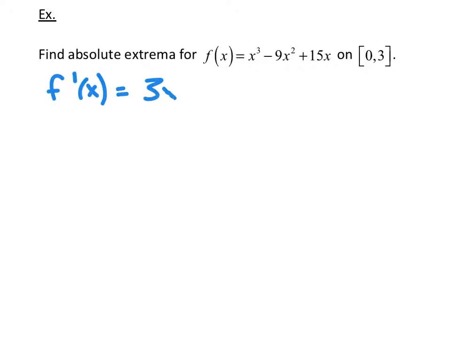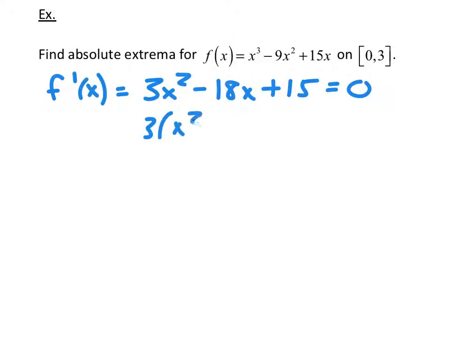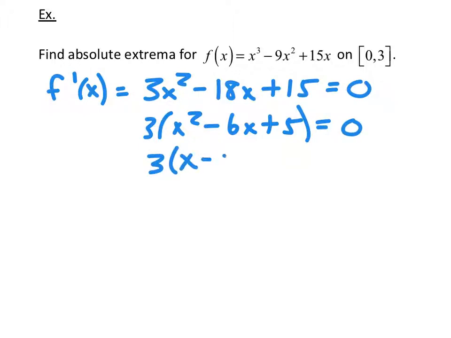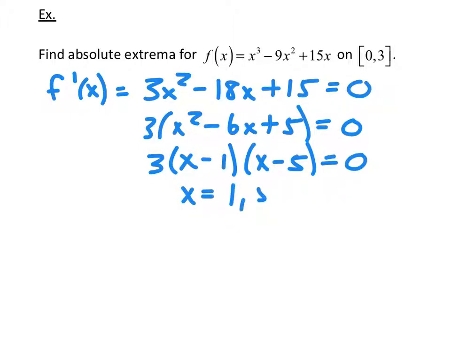f prime goes to 3x squared minus 18x plus 15. That cannot be undefined. It can only be equal to 0 for the critical values. And I can factor out a 3, leaving me with x squared minus 6x plus 5 equals 0. That does factor further, so I have x minus 1 times x minus 5 is equal to 0. So my critical numbers turn into 1 and 5.